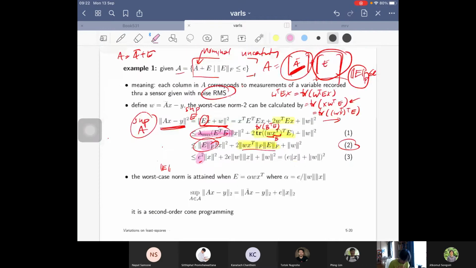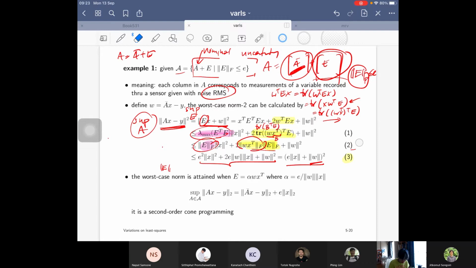And then for the yellow term, I apply that the Frobenius norm of E is e. And the Frobenius norm of W X transpose is the same as the product of the norms of the two vectors. Please verify the steps in between. So once I have an upper bound, I can complete the square. That is e times the norm of X plus the norm of W, everything squared. The most important step is this.